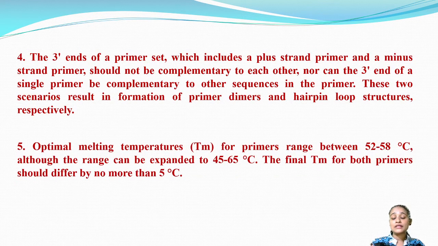So the optimum melting temperature for primers should range between 52 to 58 degrees Celsius, although the range can be expanded to 45 to 65 degrees Celsius. The final Tm for both the primers should differ by no more than 5 degrees centigrade. This is a very important consideration when you are designing a primer, that the difference in melting temperature should not be more than 5 degrees Celsius.